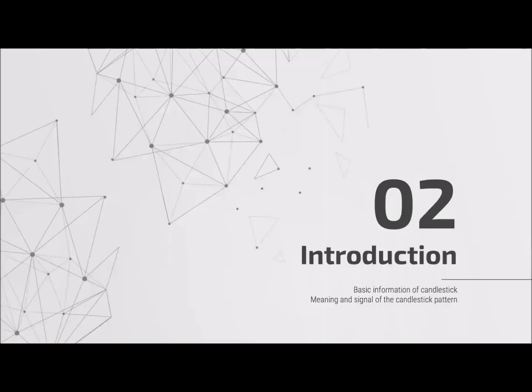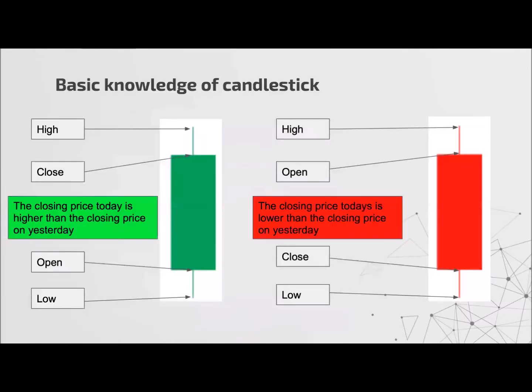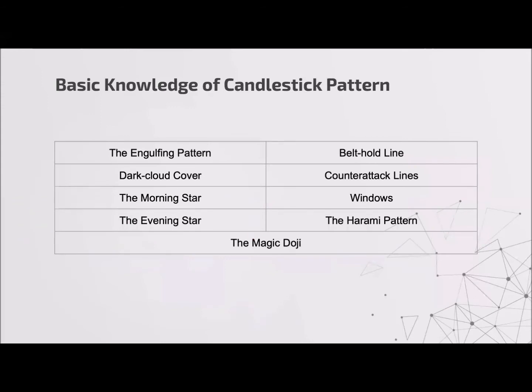Before using the program, we need to have some basic knowledge of the candlestick. The candlesticks are made by the open, close, high, and low of the price of trading days. If the closing price today is higher than the closing price yesterday, it will be shown as green color. If the closing price today is lower than the closing price yesterday, it will be shown as red color. These are the patterns and trends that will be shown from our program.